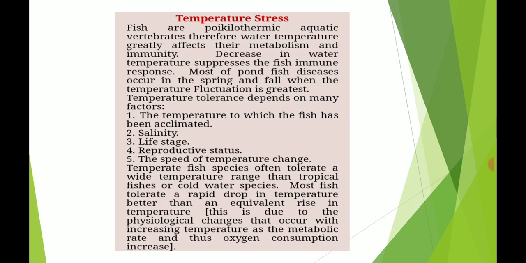Temperate fish species often tolerate a wider temperature range than tropical fishes or cold water species. Most fish tolerate a rapid drop in temperature better than an equivalent rise in temperature. This is due to the physiological changes that occur with increasing temperature, as the metabolic rate and thus oxygen consumption increases.